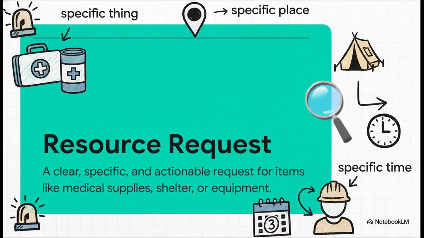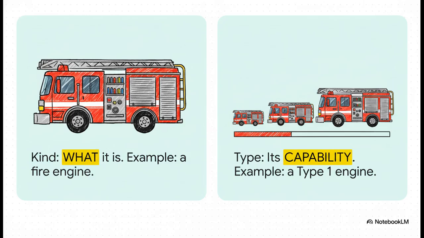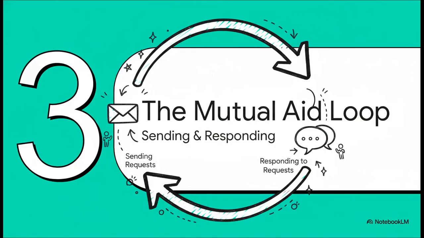That's what gets results. Now, to get even more specific, you've got to understand two super important terms, kind and type. Kind is pretty easy. It's just what the thing is, a fire engine. But type is all about its capability. So a type 1 engine, that's the most capable one, the big gun. As the number goes up, like a type 2 or 3, the capabilities go down. Using these terms makes sure there's zero confusion about what you're asking for. All right, perfect. Now you know how to build a rock-solid request.